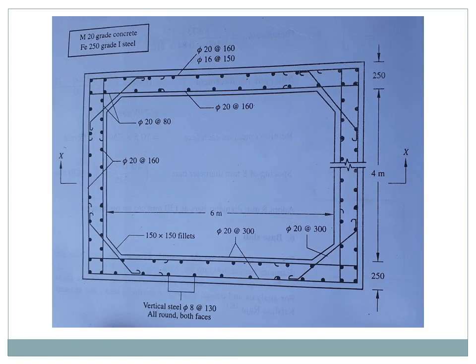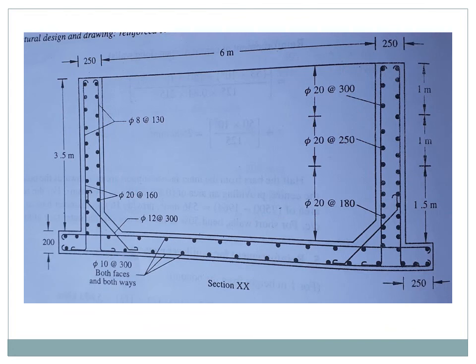See, this is our reinforcement diagram. These are the four sides of the walls. We can see the inner face reinforcement and the outer face reinforcement. So providing 20 mm dia bars at 160 mm center to center distance and 20 mm dia bars at 80 mm center to center distance, and the corner spacings are 150 into 150 fillers.